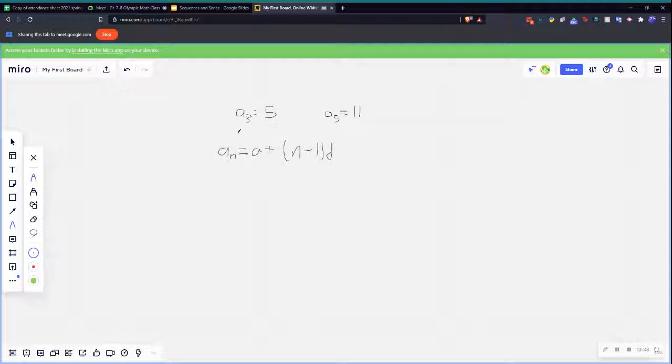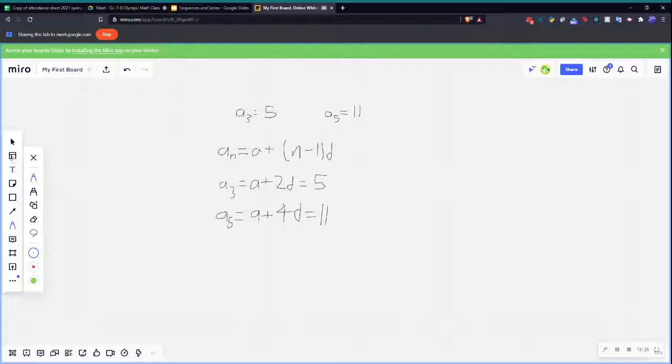So if n was equal to 3, this would be a of 3 is equal to a plus 3 minus 1, that would give you 2d. All right. And finally, you have a of 5, where n is 5. You have a plus 5 minus 1, which will give you 4, so that's 4d. And also remember that these terms are already defined, right? So this is equal to 5. This one's equal to 11.